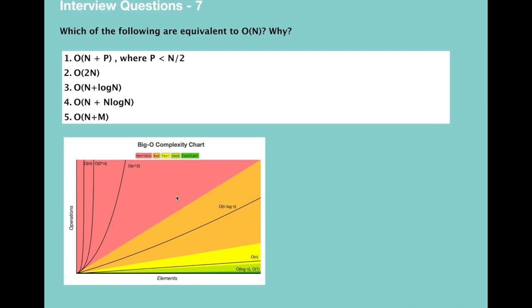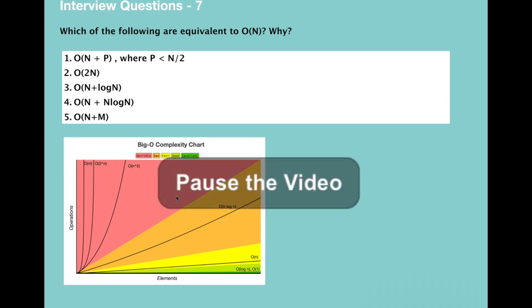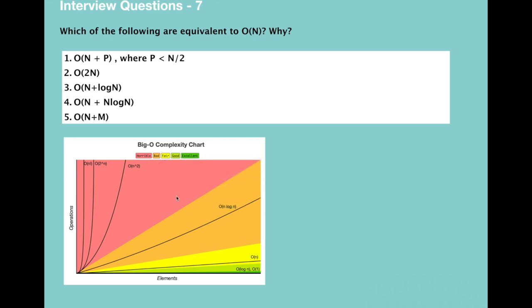Here again, one more time, I want you to pause the video and think if you can come up with your own answer. Alright, hopefully you have found the answer. If not, then let's do it together. Let's go through them one by one. The first one says that P is less than N/2, which means that N is greater than P. So N is the dominant term and P is the non-dominant term, which means that we can drop P and make this O(n), which is equivalent to O(n).